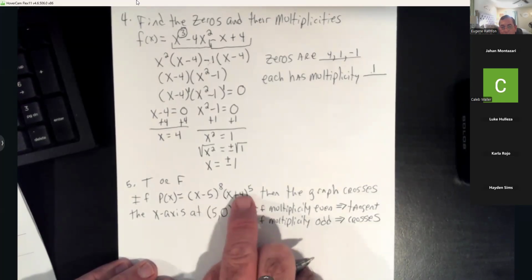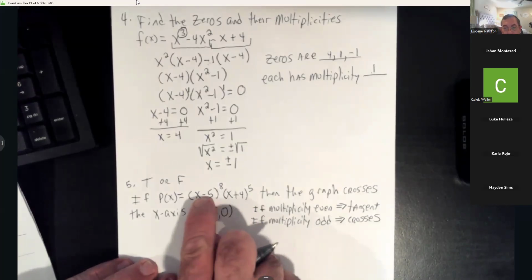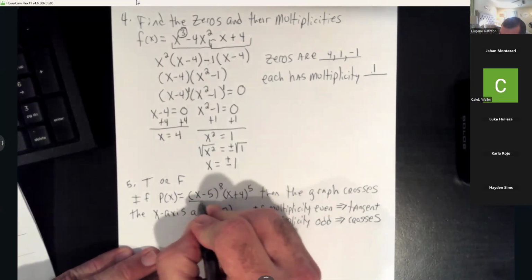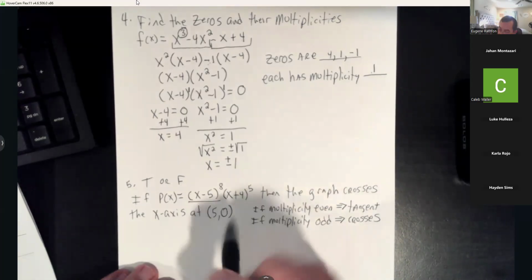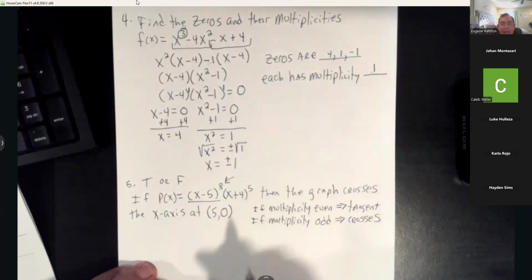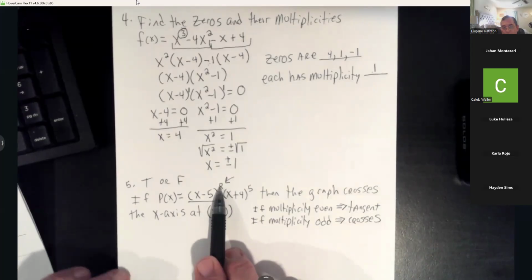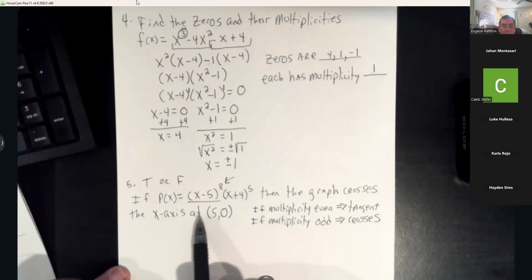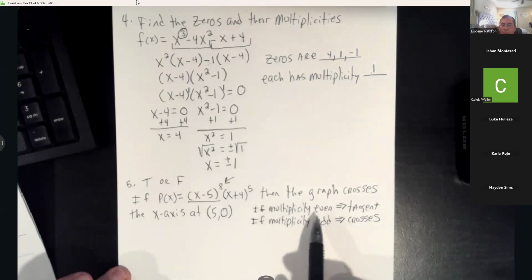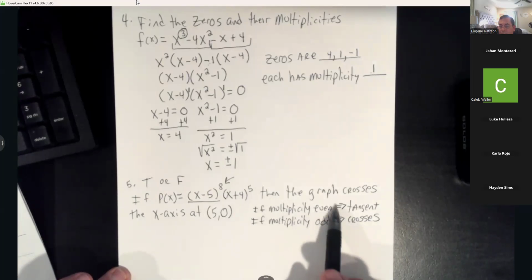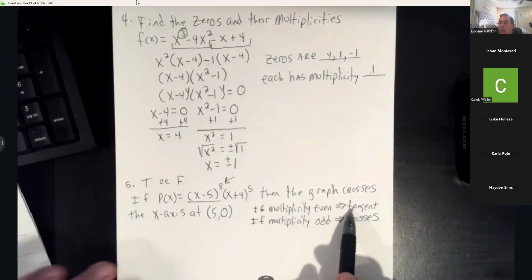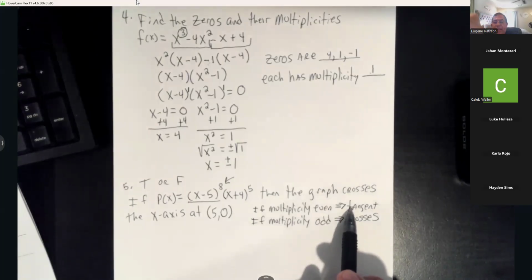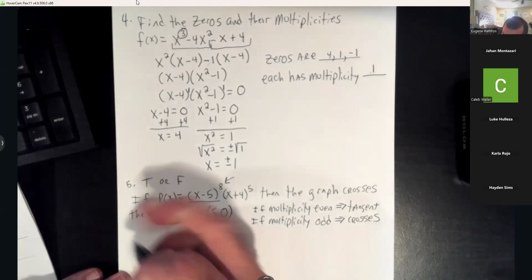We figure out which factor it came from. Well, it had to come from this x minus 5 here. So I'm looking at that exponent for my multiplicity. That is an even 8. So they're saying that the graph crosses at the x-axis. But y'all, we said if the multiplicity was even, it would come down, touch the x-axis, and be tangent to it. So this is false.